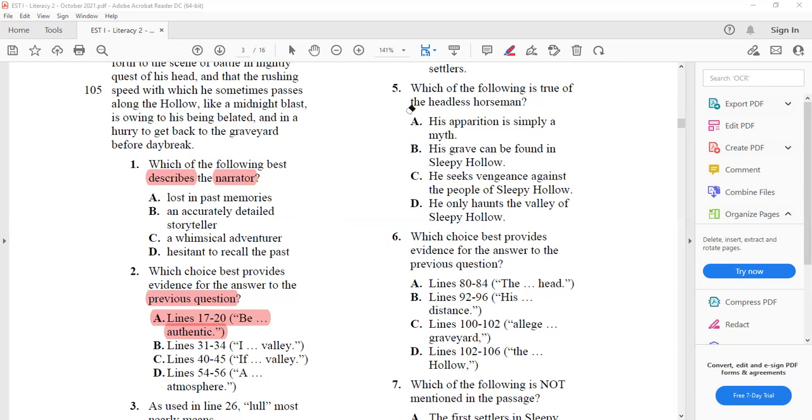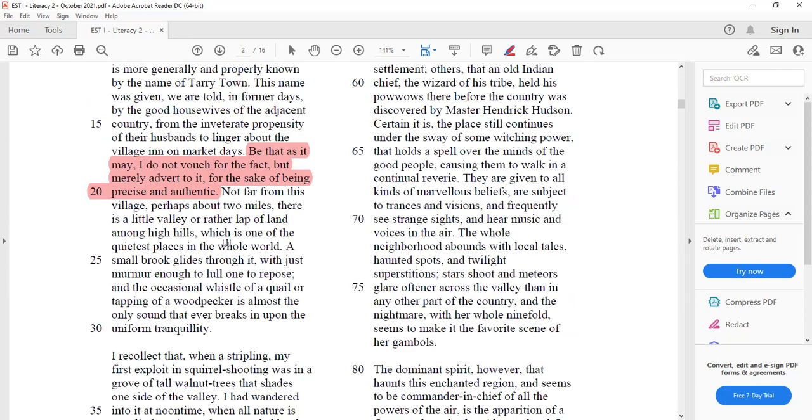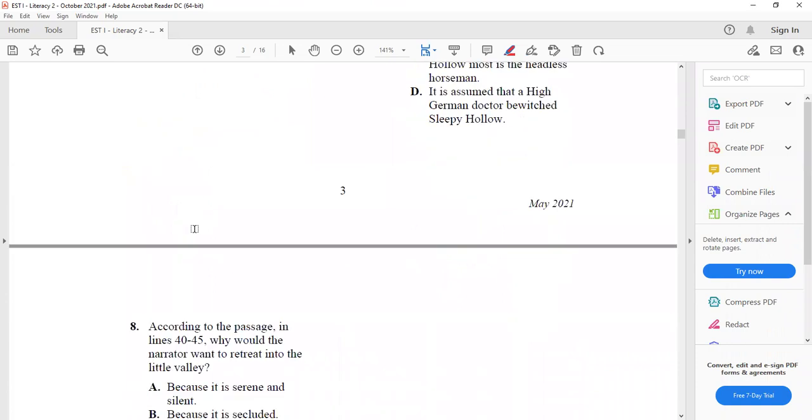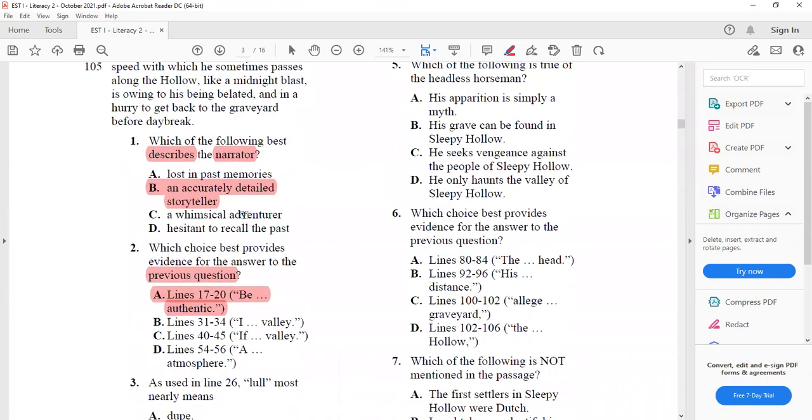Let's go to the rest. Don't choose it until you move to the rest. So till now, this can be an answer that matches A. A whimsical adventurer. He doesn't talk about that he's an adventurer. Let's read again. He said, be that as it may, I don't vouch for the fact, but merely advert to it for the sake of being precise and authentic. It doesn't speak about adventurer or adventure. So it's not this one.